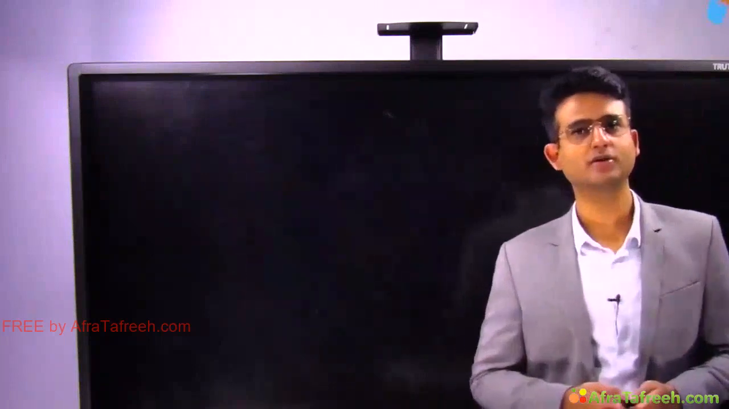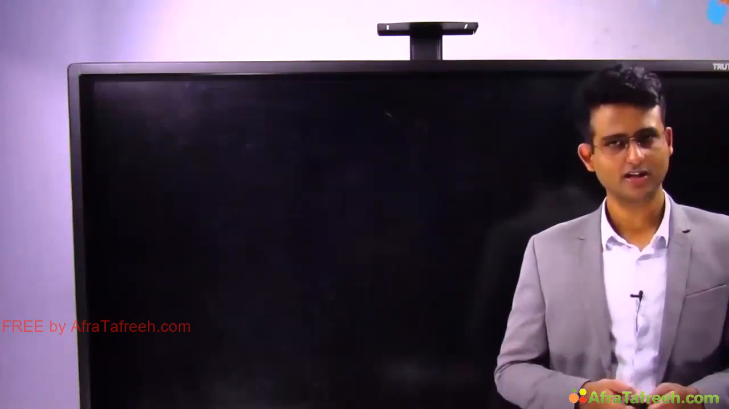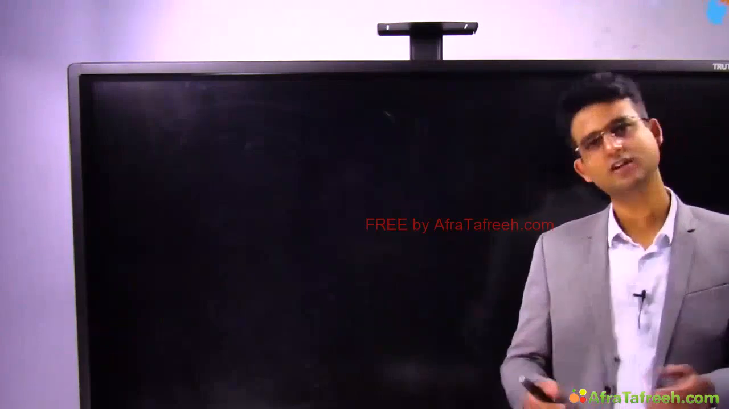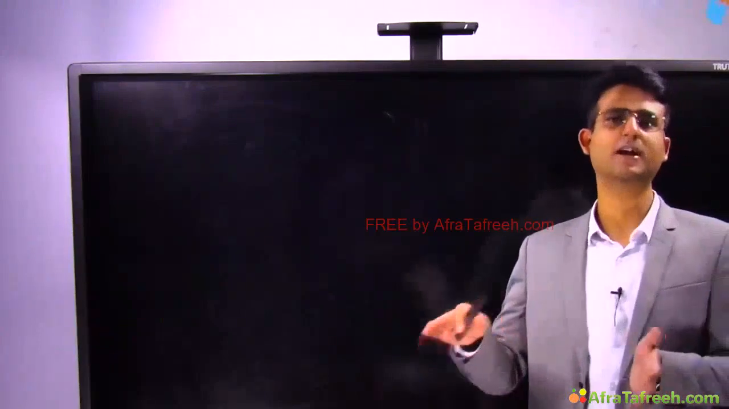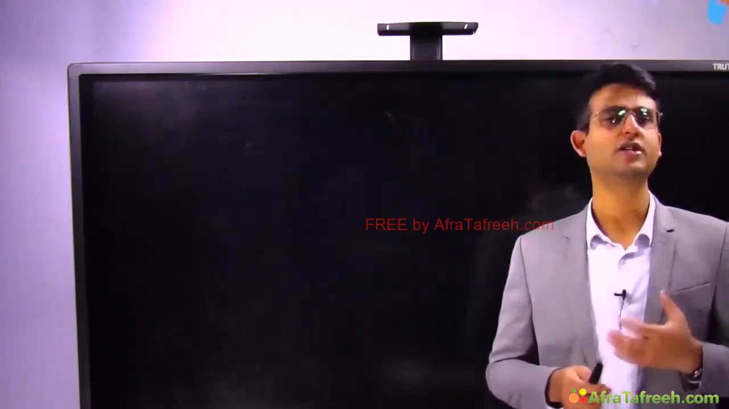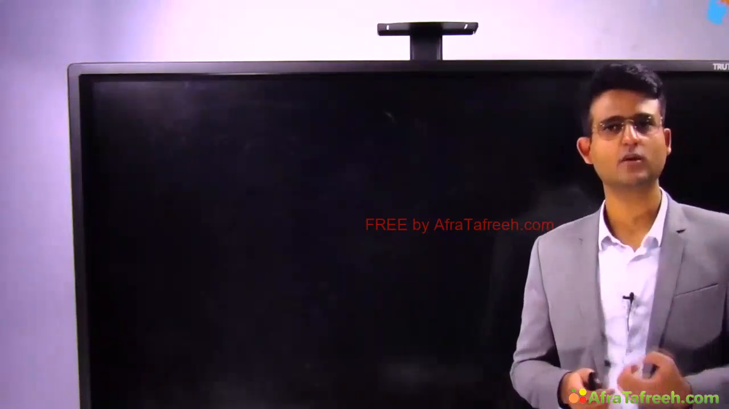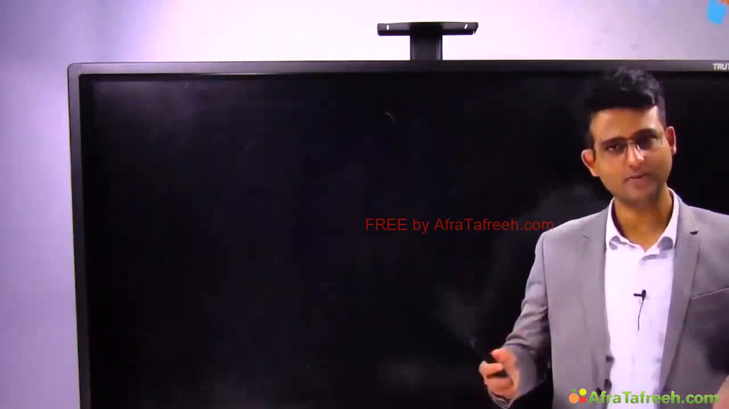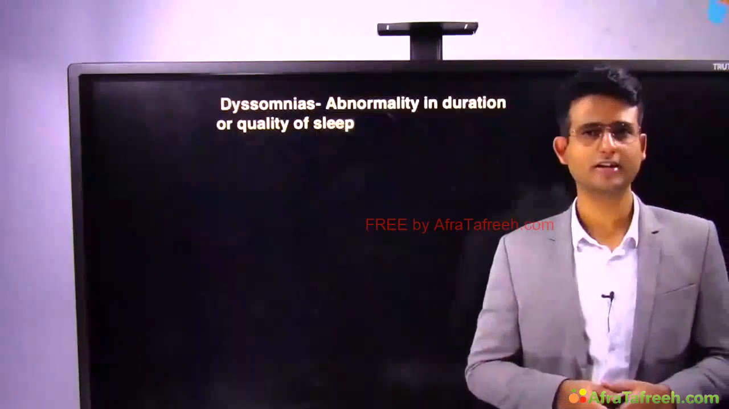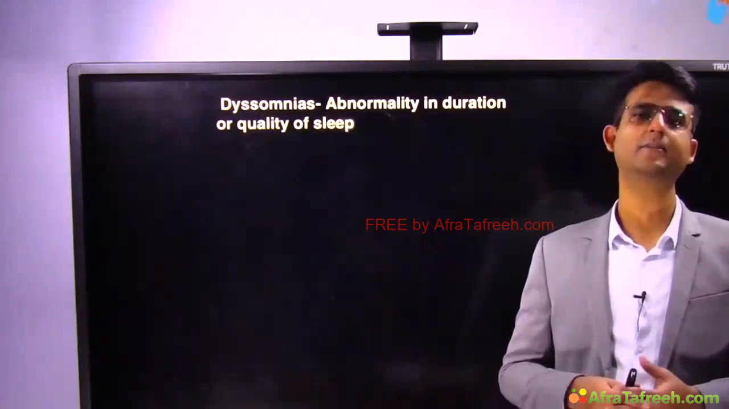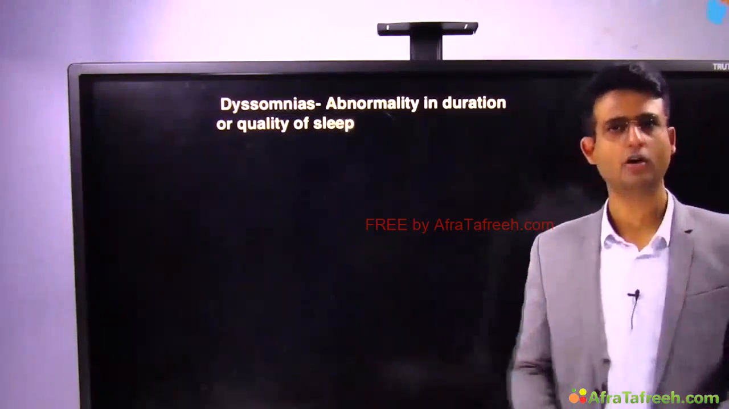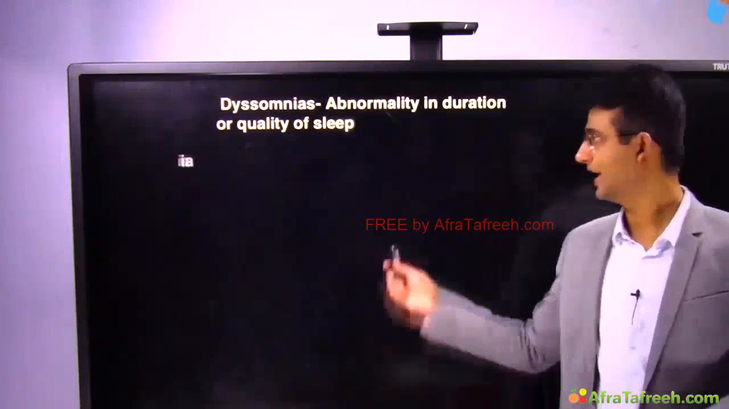All right, let's talk about the sleep disorders. Now, sleep disorders can be divided into two broad categories. The first one is dyssomnias and the other one is parasomnias. Let's talk about dyssomnias first. So basically what happens in dyssomnia is there is a disturbance in either the duration of sleep or the quality of sleep. So we can discuss these disorders by dividing them into the disorders that present with hypersomnia, more sleep, or insomnia, less sleep. Let's talk about hypersomnia first.